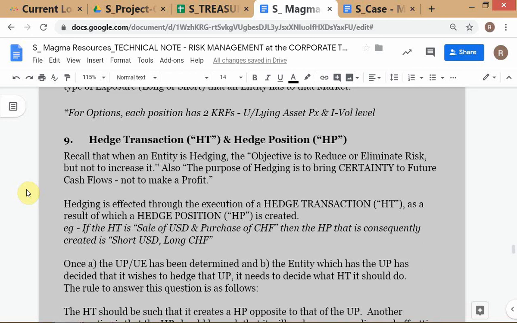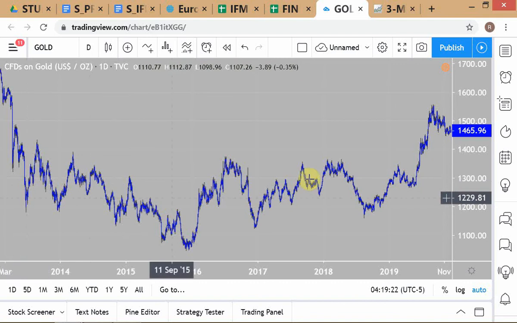So if your underlying position in gold is long, and your market analysis suggests that the outlook is bearish, is your underlying position likely to make money or lose money? Lose money. So therefore you need to do something about it. You can't touch the underlying position. So what kind of hedge position are you going to set up? Short position.